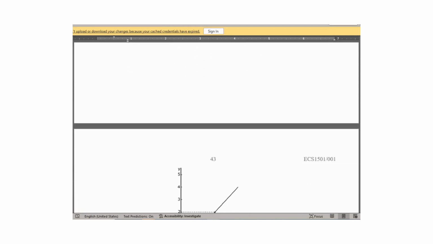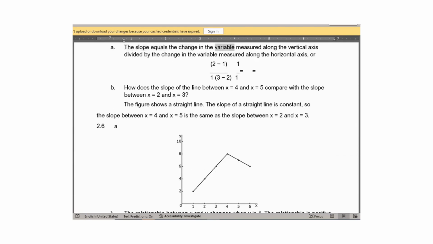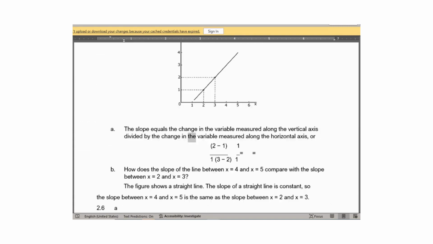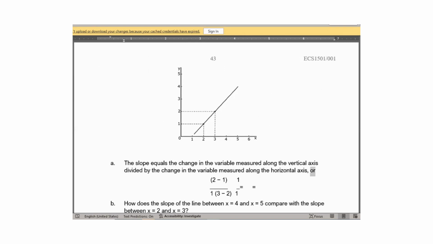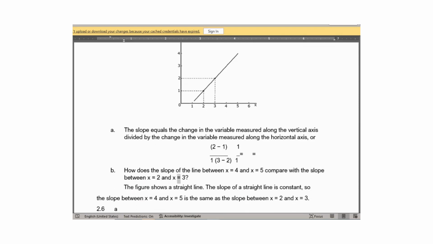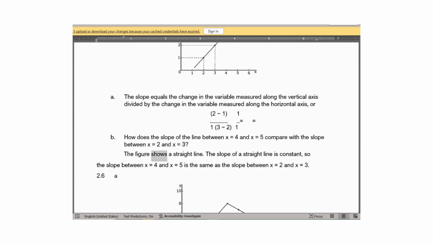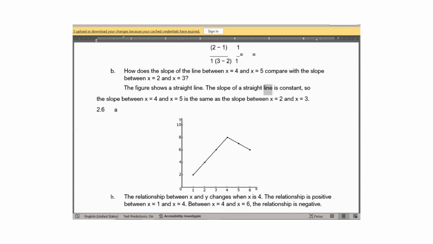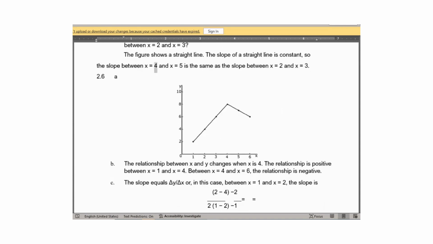2.5 A. The slope equals the change in the variable measured along the vertical axis divided by the change in the variable measured along the horizontal axis, or 2 minus 1 over 1 equals 1, 3 minus 2 over 1. B. How does the slope of the line between x equals 4 and x equals 5 compare with the slope between x equals 2 and x equals 3? The figure shows a straight line. The slope of a straight line is constant, so the slope between x equals 4 and x equals 5 is the same as the slope between x equals 2 and x equals 3.